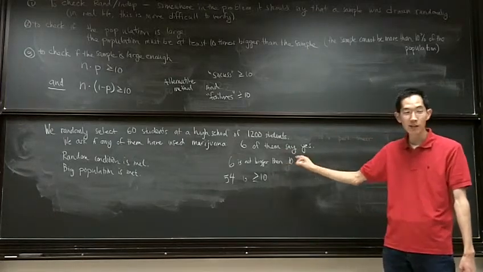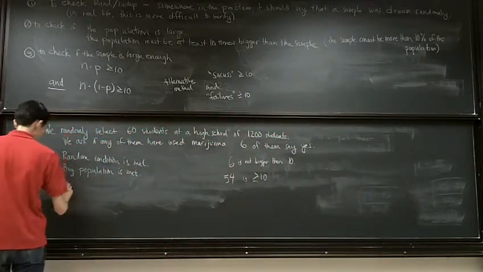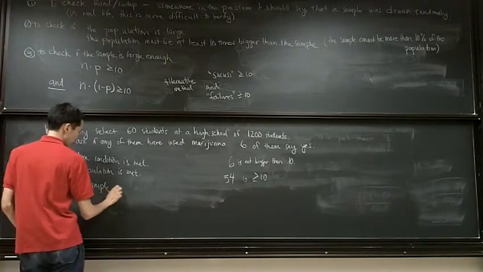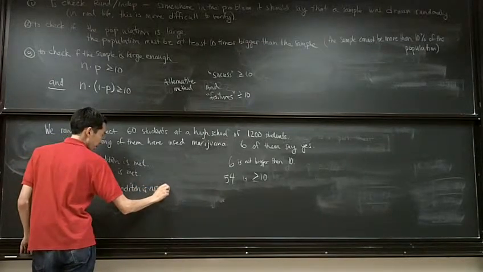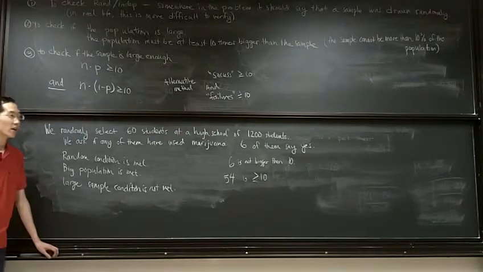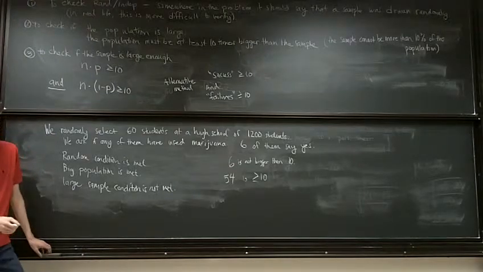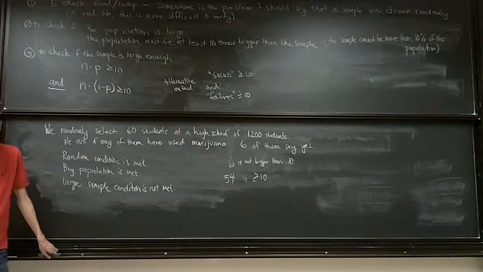But because 6 is not, and both have to be met, the large sample condition is not met. Yes? Why 10? That's a good question. It's kind of an arbitrary number, it should be bigger than 10 on both sides. Right? Just people come up with that. It has to do with the complicated math in the central limit theorem, okay?